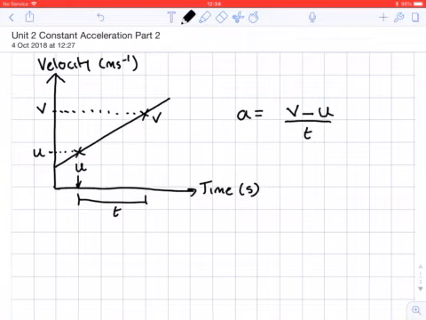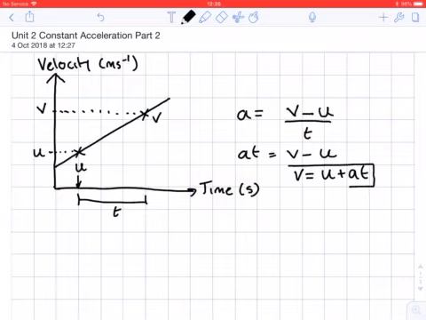Now, obviously, that's technically a Suvat equation, but it's not really particularly nice to look at. So the first thing I would do is actually multiply through by t. So that would give me at is equal to v minus u. And again, it could be classed as a Suvat equation, but to get it to the form that's recognised in mathematics, I'm going to add u to both sides. So I'm going to end up with v is equal to u plus at. Now that is our first Suvat equation, v equals u plus at.